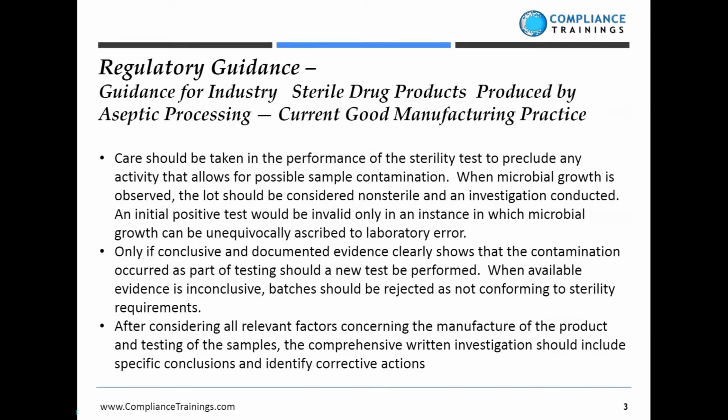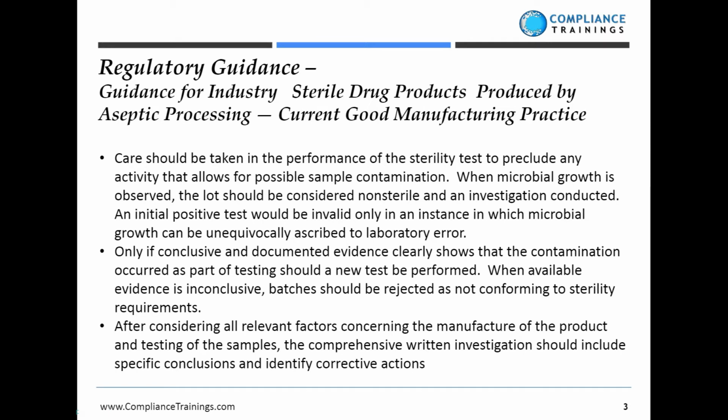We talk about invalidity of sterility tests a lot, and we'll go through this a little bit later on in more detail. But the guidance states that an initial positive test would be invalid only in an instance in which microbial growth can be unequivocally ascribed to laboratory error. We have to make sure that we have conclusive and documented evidence that the contamination is seen as part of testing, and if that occurs, then you can perform another test.